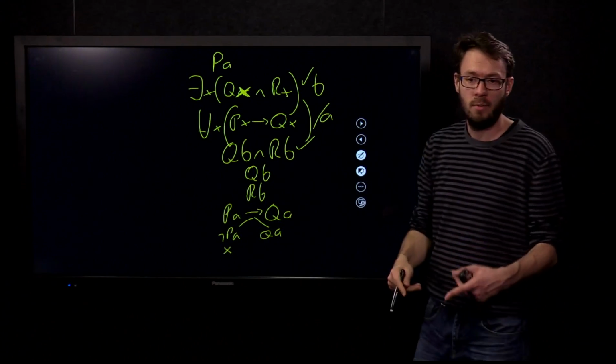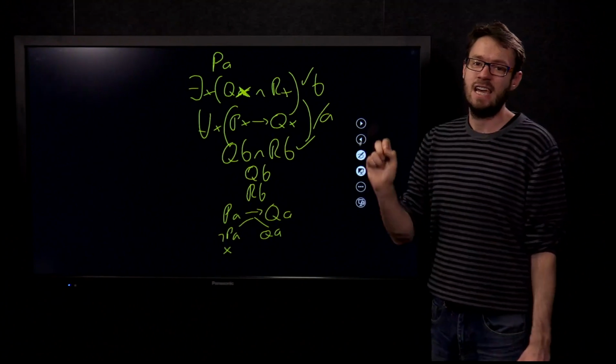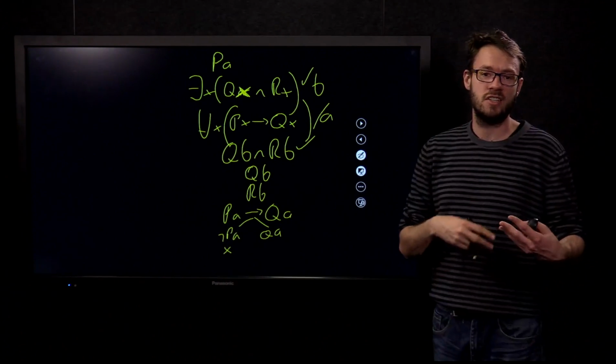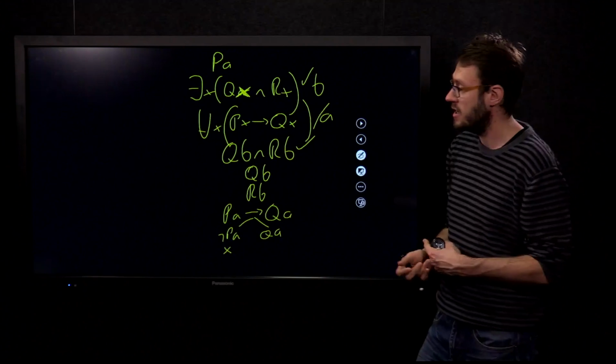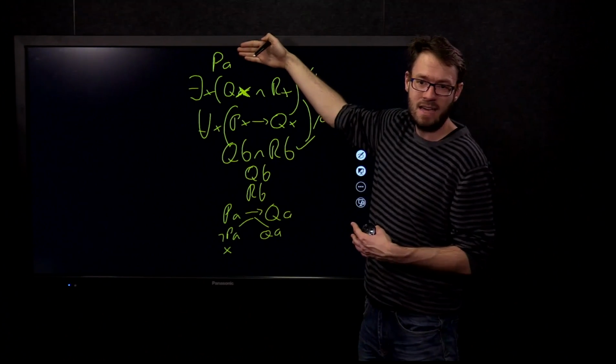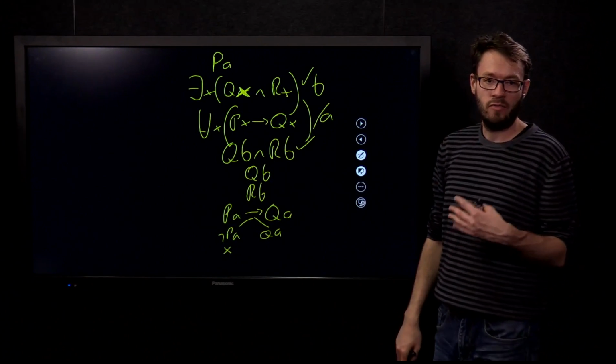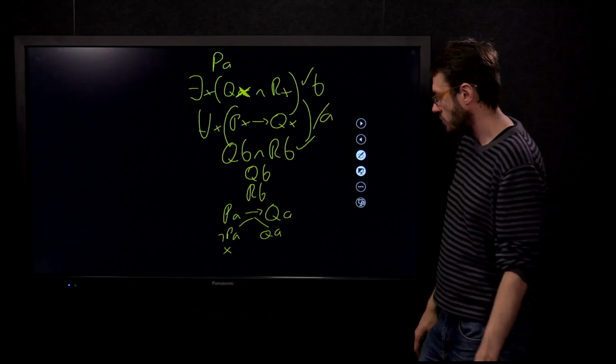I'll talk a little more about closure in a moment, but the basic idea is that closure here is the same as closure in propositional logic. It's just that what constitutes a basic proposition has changed. A basic proposition is a predicate letter followed by a name, and then the negation of that predicate letter followed by the same name.